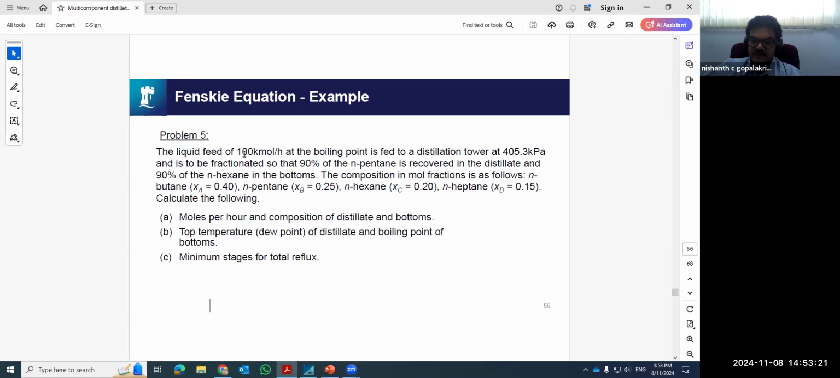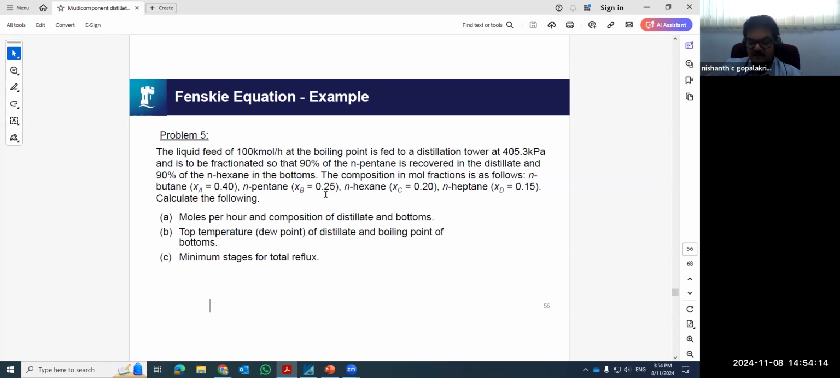What this problem involves is you're given a certain feed and you have a couple of targets. If you read this problem, you have N-butane, N-pentane, N-hexane, and N-heptane, 4 components. You also have the mole fraction of each component in the feed, and you are also given the total feed. So that means you know how much of each component is in the feed. What you want is 90% of N-pentane in the distillate, and 90% of N-hexane at the bottom. So the first thing you need to do is identify the key components. Once you identify the key components, based on the specification, you can identify how much of these components are at the top and bottom.